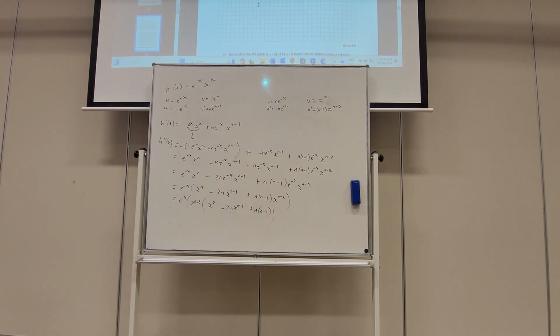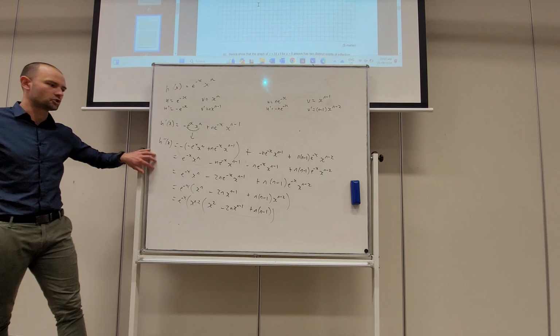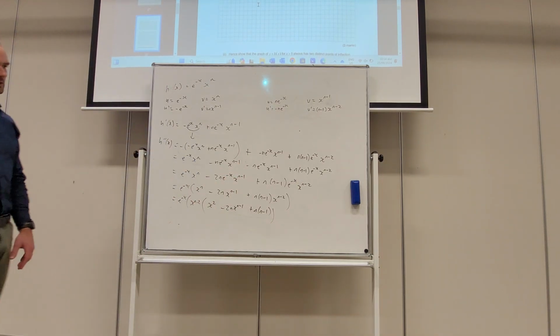So that's a perfectly suitable way of demonstrating it's true. We sort of get 2 marks for getting the second derivative, and the third for collecting the like terms and showing the factorization.